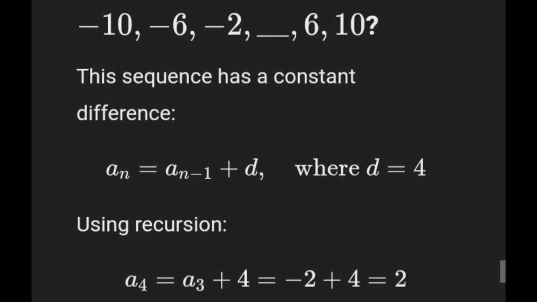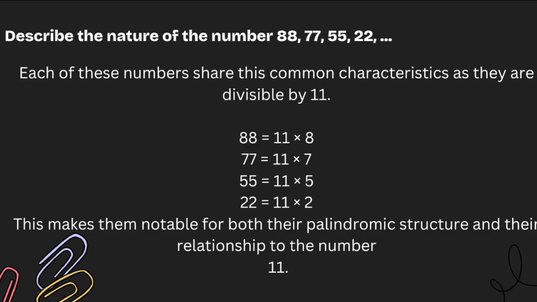Here is the summary of the procedure we have done. This is another example. What is the nature of the numbers 88, 77, 55, and 22? As you could observe in these numbers, they share a common characteristic, which is that all of these numbers are divisible by 11. This makes them notable for both their palindromic structure and their relationship to the number 11.